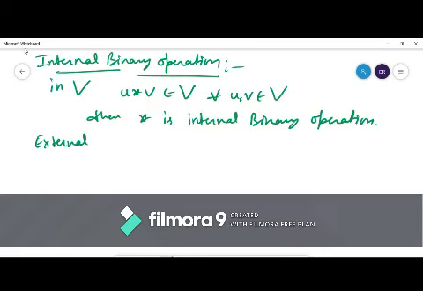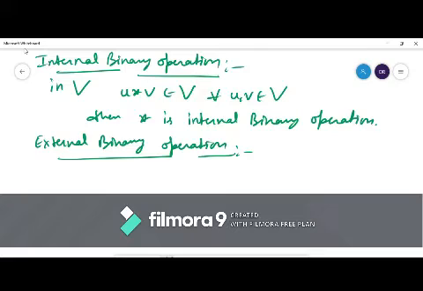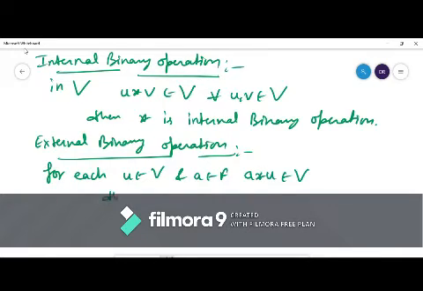External binary operation. For each U belongs to V and A belongs to F, A star U belongs to capital V, then star is an external binary operation.